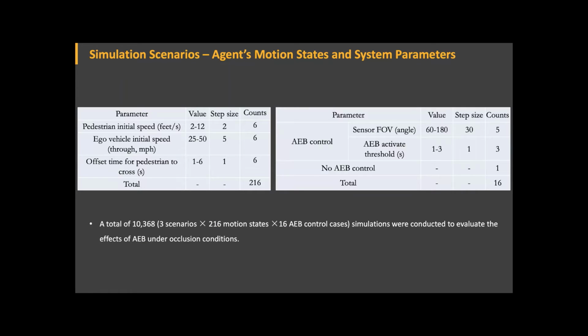A total of 216 motion statuses were included in this study, considering the pedestrian initial speed, the ego vehicle initial speed, and the offset time of the pedestrian crossing time. Also, we have 16 cases of the AEB control strategy, including one case with no AEB control. So there are a total of 10,368 cases. Simulations were conducted to evaluate the effectiveness of the AEB system under occlusion conditions.